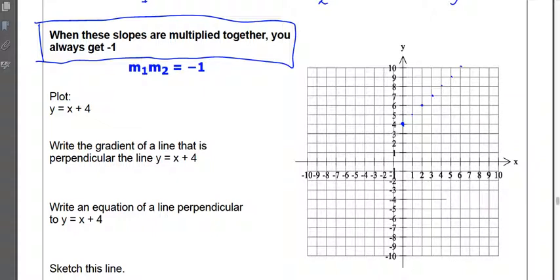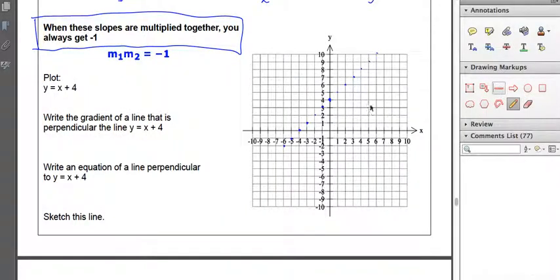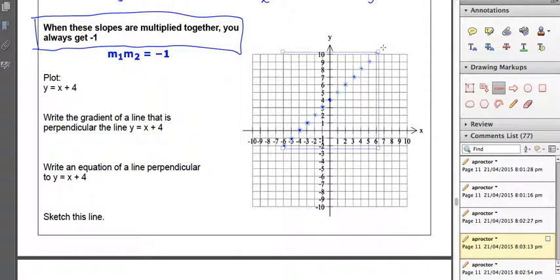So you can use a ruler with yours to make it easier. I will connect those points up. And there's our y equals x plus 4. You can label it as well.